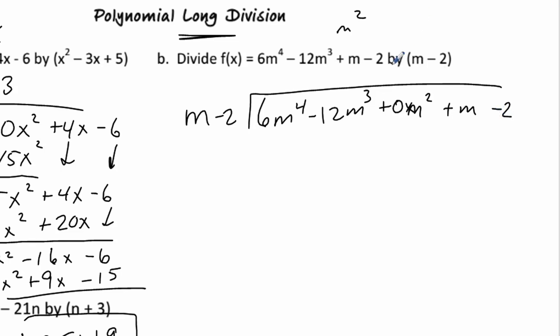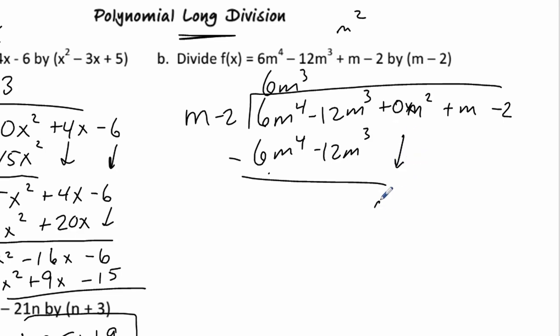So now let's divide. How many times does m go into 6m to the 4? That goes in 6m to the 3 times, because this times m is 6m to the 4. 6m to the 3 times negative 2 is negative 12m to the 3. Remember I want to make sure I line up certain things. So now let's subtract. 6 minus 6 is 0. Negative 12m to the 3 minus a negative 12m to the 3. I'm adding these, so that becomes a 0 as well. Oh, that's pretty convenient. And then let's drop it like it's hot.